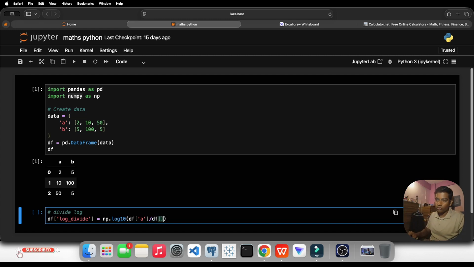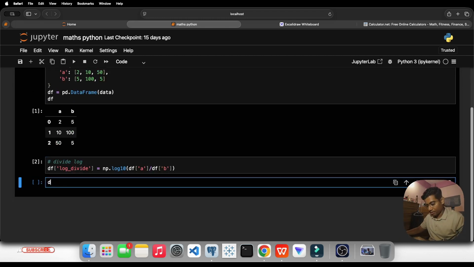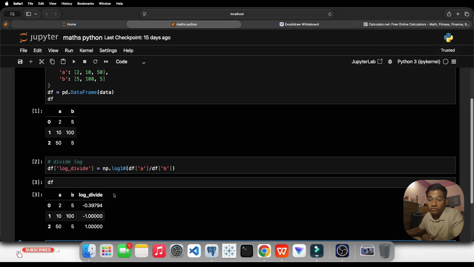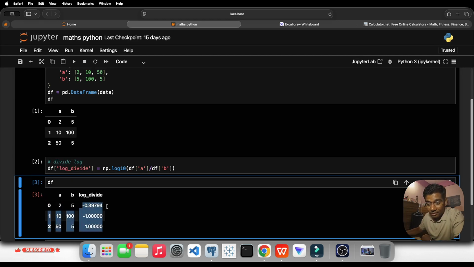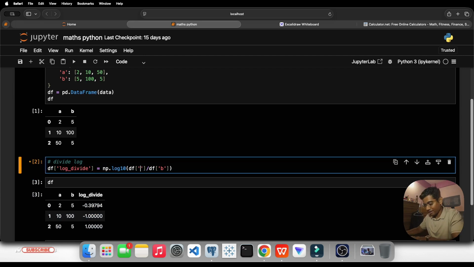Same thing we will do for column B as well. Let's see the output. No error. This is what we have received, minus this. Okay, we can do one thing. Let's do B and A. Lots of negative numbers, that's why.